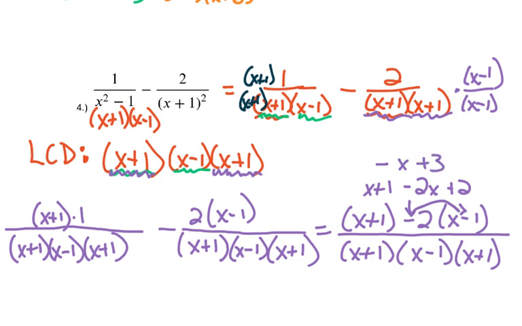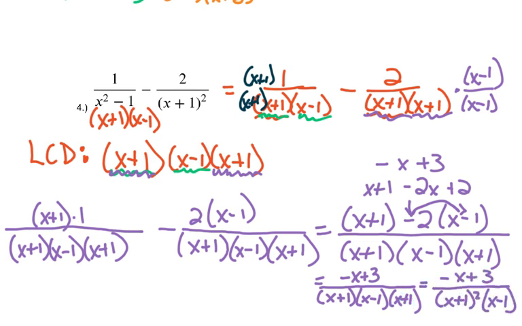So our final answer will look like negative x plus 3 in the numerator over x plus 1, x minus 1, x plus 1, and that's perfectly fine, or combine those x plus 1s and write them as x plus 1 squared. Either one of these is fine.